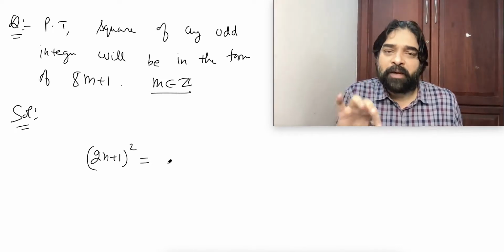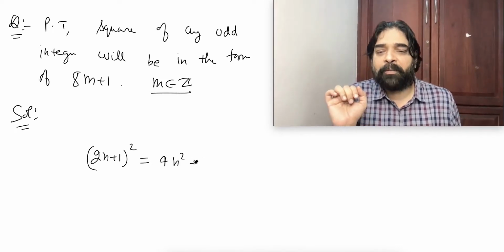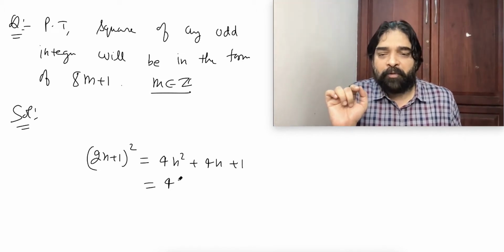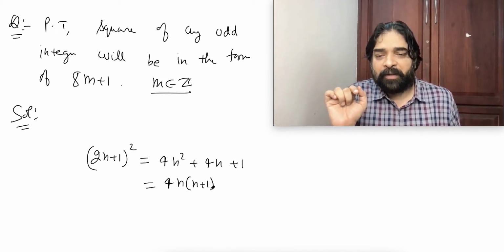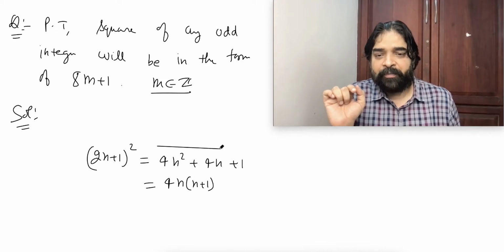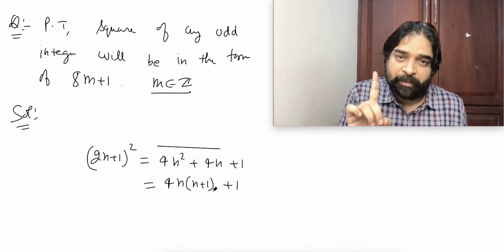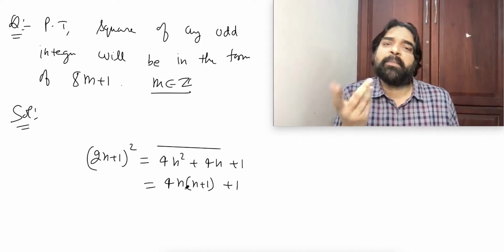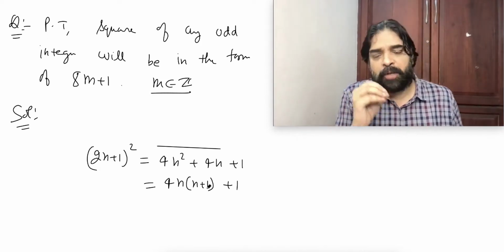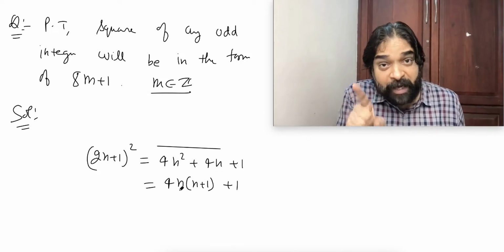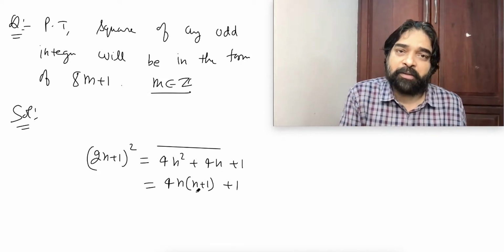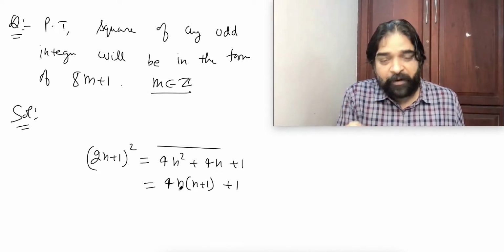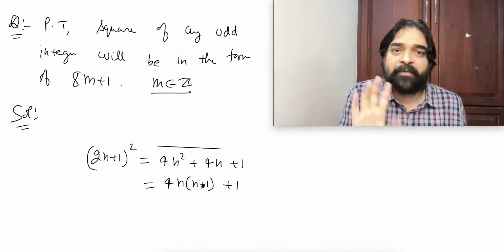2n plus 1 whole square will be equal to what? 4n square plus 4n plus 1. So it will be 4n common into n plus 1, plus 1. Now listen to me. n, I don't know what. n may be an even integer, may be an odd integer. So suppose n is even. If n is even, then n plus 1 will be odd. If n is odd, then n plus 1 will be even.